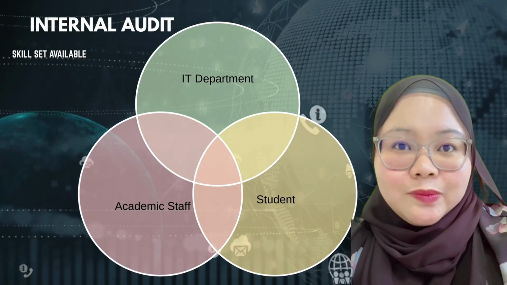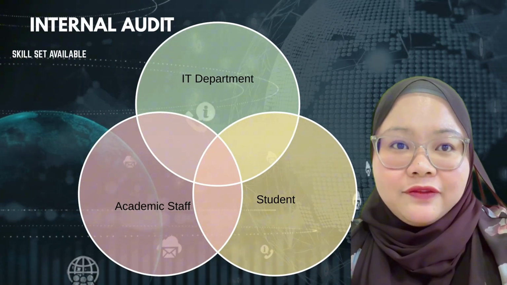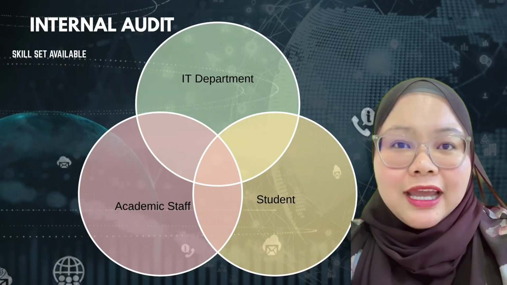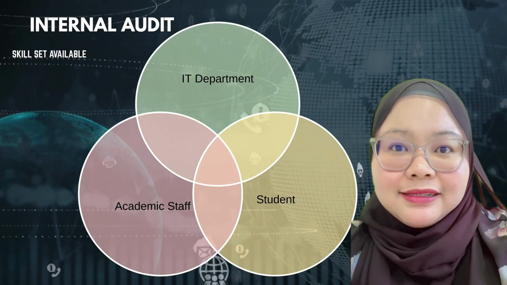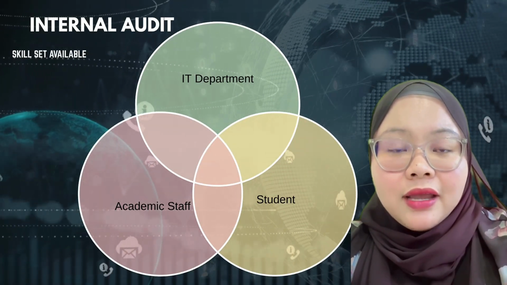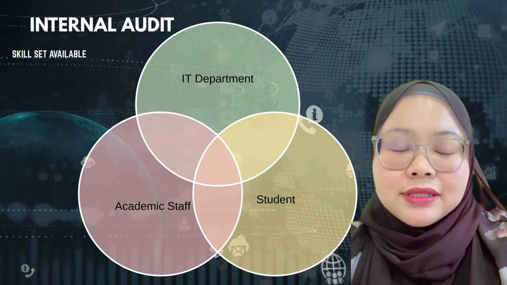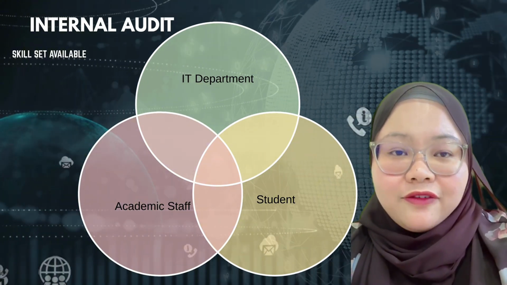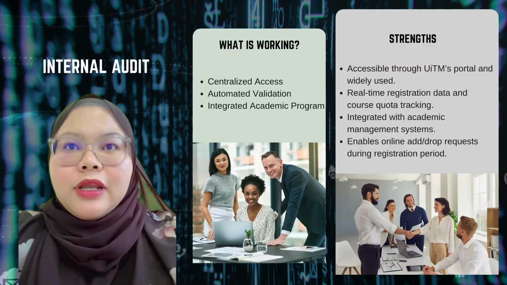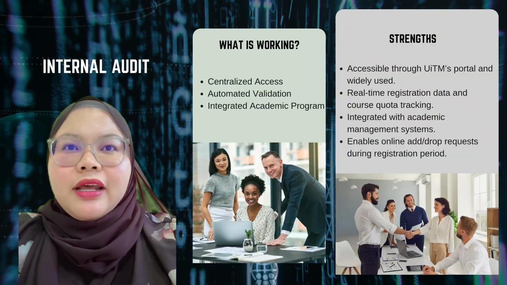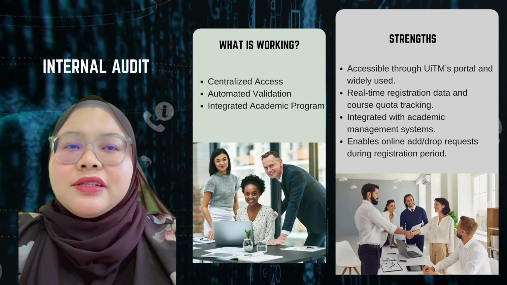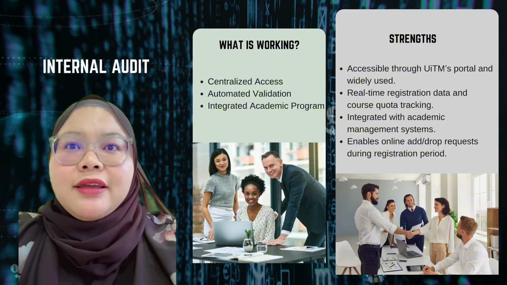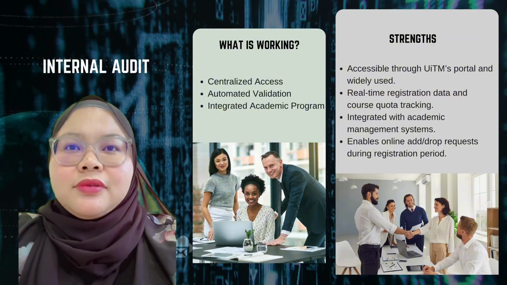Next, I will explain the skill sets available for the internal audit. The IT department manages the technical side. Academic staff handle course content and management. Students use the system for registration. The internal audit looked at how well the UiTM E-course Registration system is working and found areas to improve.